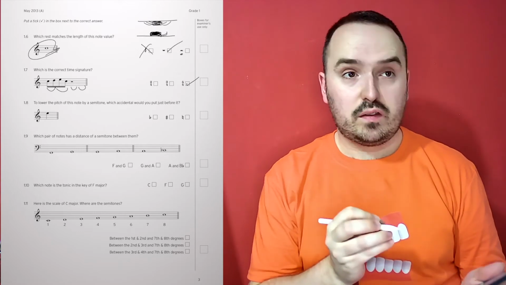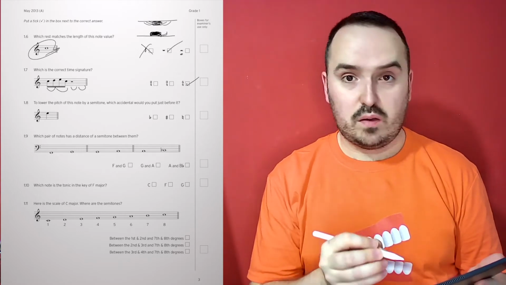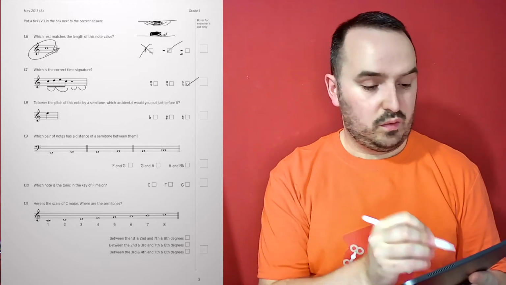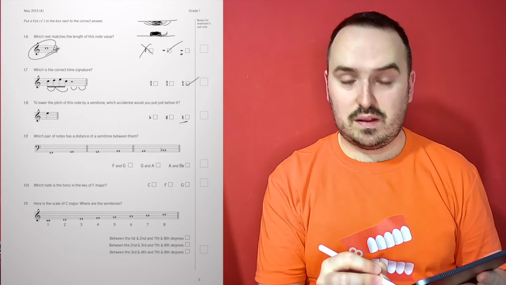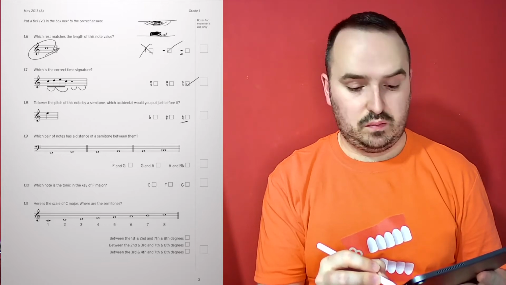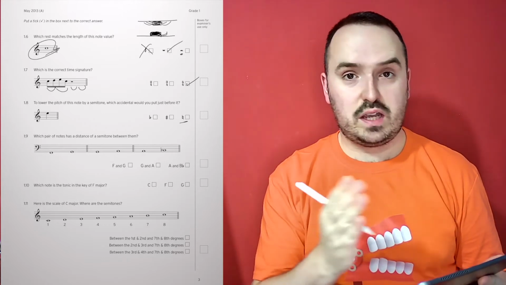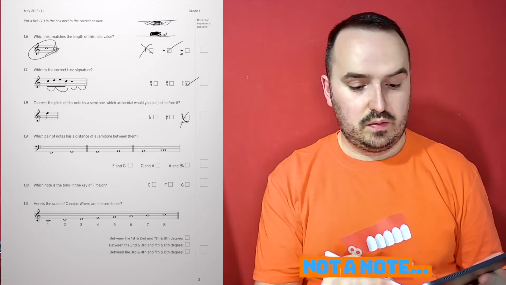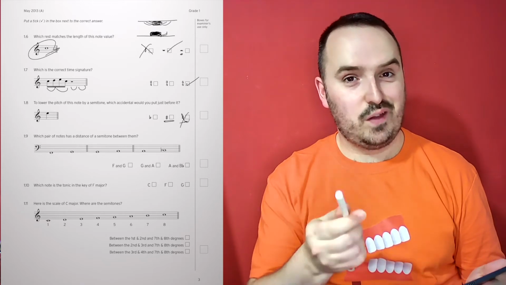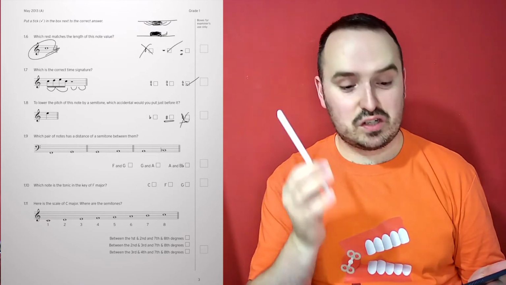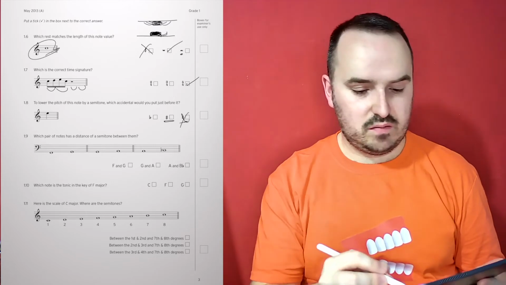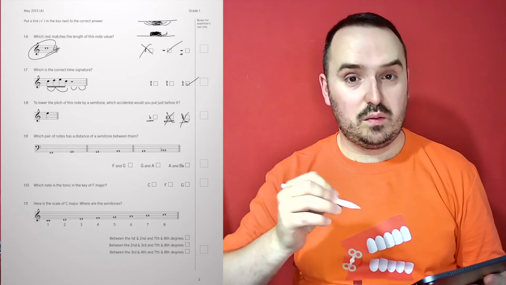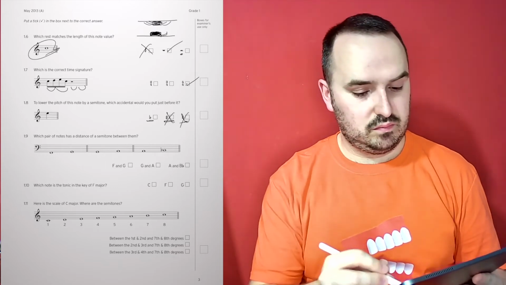Question number 8. To lower the pitch of this note by a semitone, which accidental would you put just before it? Okay, so we've got an E. This accidental here is a natural, and that means it's returning any changes to that note back to the normal natural note. So it's not that one. This one, which looks like a hashtag, don't call it a hashtag. It's not a hashtag, it's a sharp. That raises a note by a semitone, so it's not that one. This one, it must be this one, but just to make sure, it's a flat, it lowers the note by a semitone, must be that one.